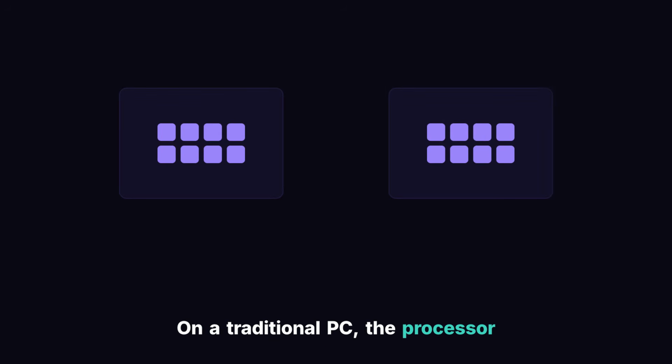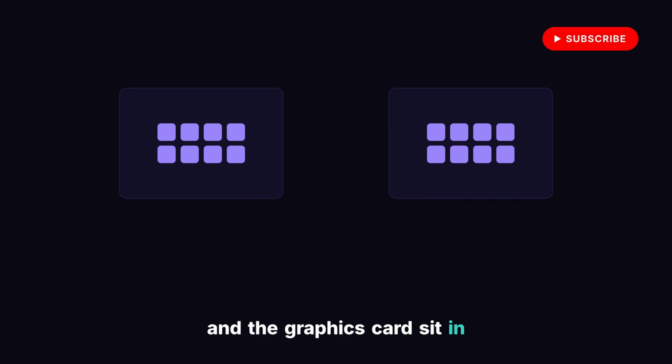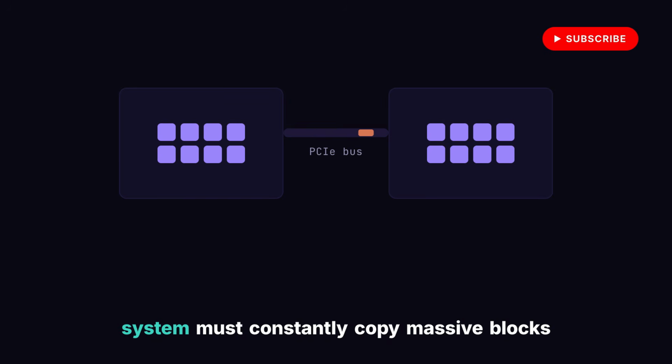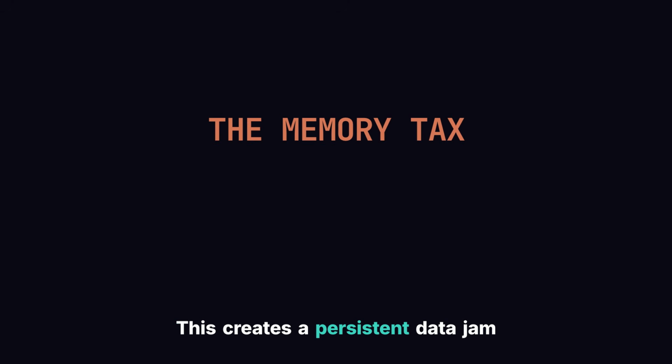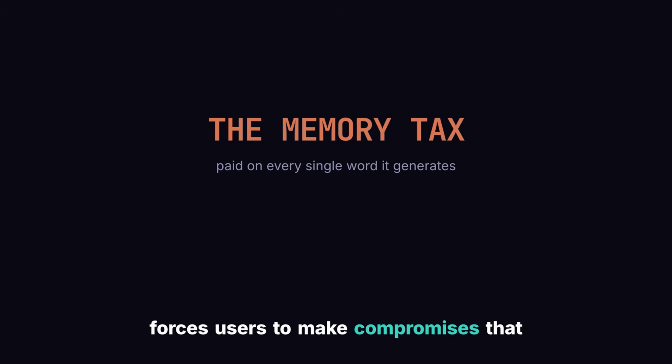On a traditional PC, the processor and the graphics card sit in separate memory pools. To generate a single word, the system must constantly copy massive blocks of data across a narrow physical bridge called the PCIe bus. This creates a persistent data jam known as the memory tax, which forces users to make compromises that often make the AI unusable.